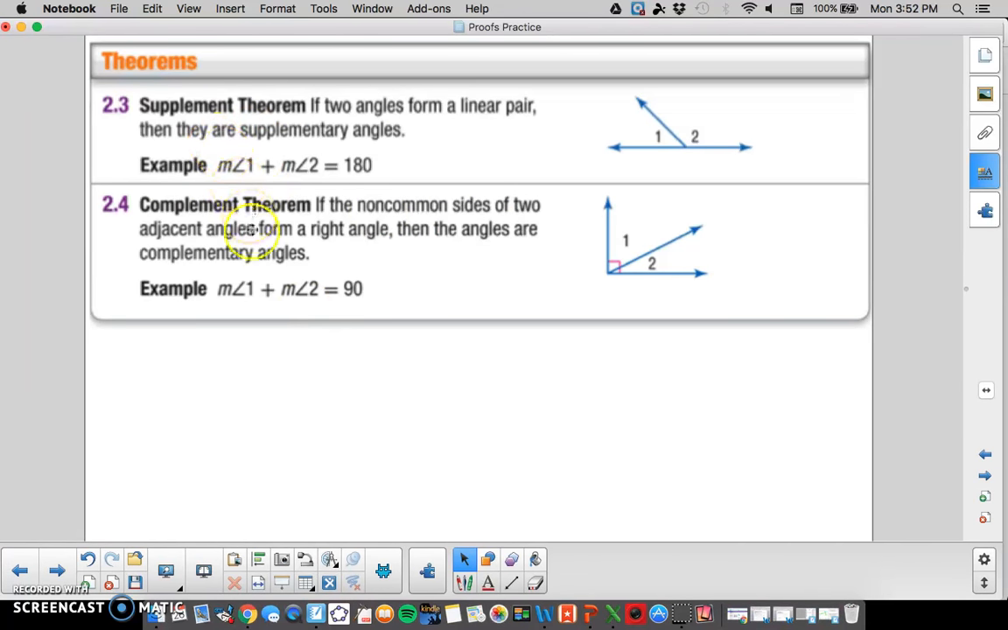Next we have the Supplement Theorem and Complement Theorem. Again, these follow from our supplementary and complementary properties. Angle 1 and angle 2 here are going to add to equal 180 because that's the definition of supplementary. And angle 1 and angle 2 in this problem will add to 90 because that's the definition of complementary.